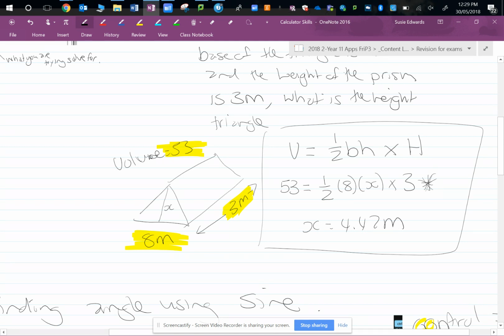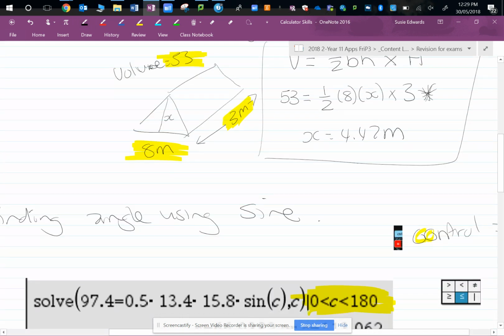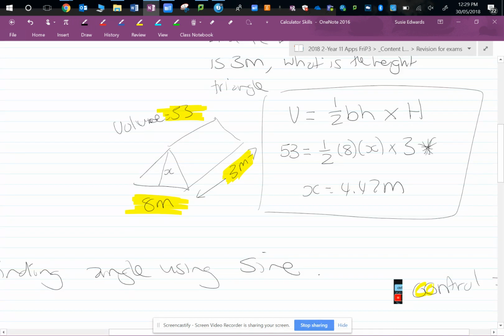So especially in a calculator section, which is when you're going to use this, you're not actually being assessed on your algebra rearranging skills. You're being assessed on how you can read the question and use your skills, calculator or non, to solve it. Does that make sense? Yeah. All right. Any questions?